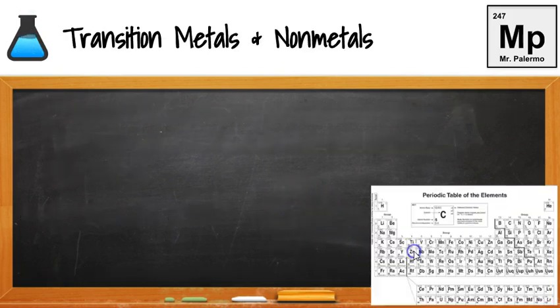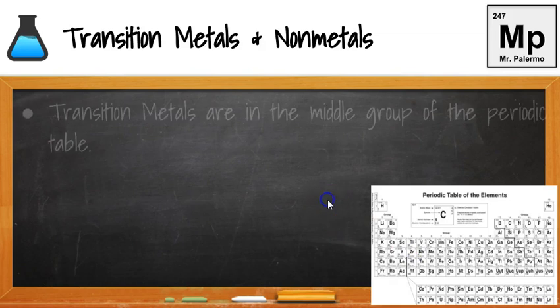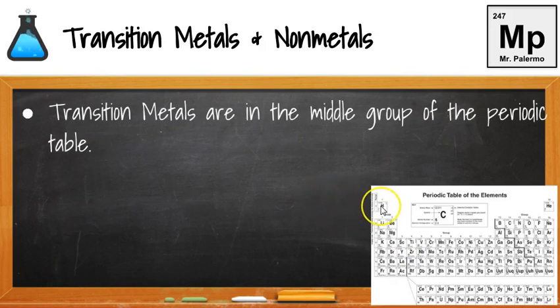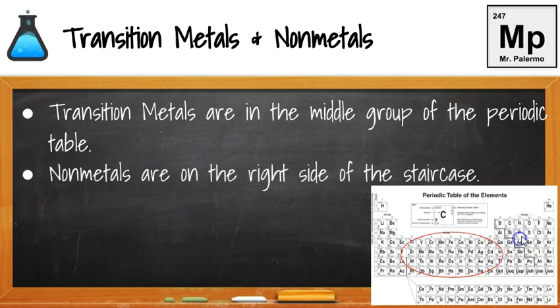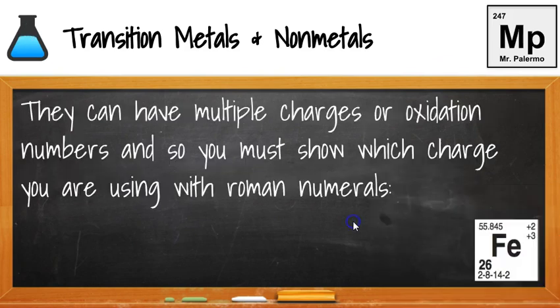So transition metals, these are the metals in the middle group of the periodic table, which are in this area here, and nonmetals, which are on the right of this black staircase here, are going to have more than one charge, typically. So since they have multiple charges, or we say oxidation numbers, we must show which charge is being used with Roman numerals when we decide to name these compounds.